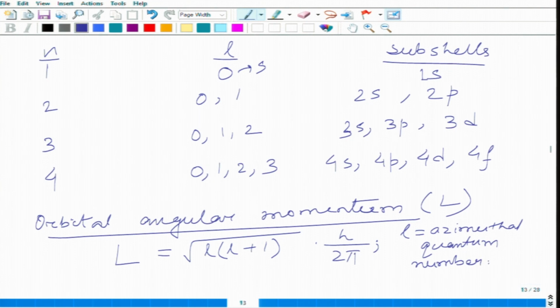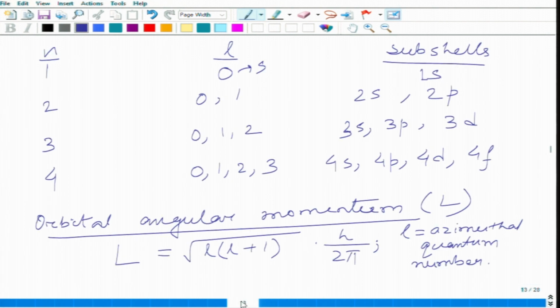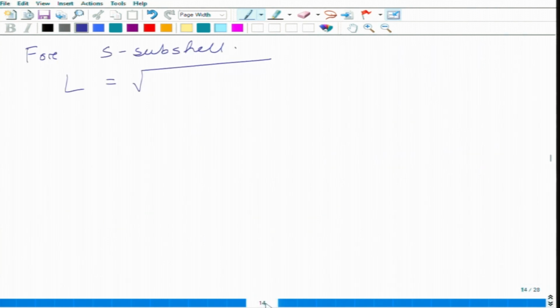Okay. So for s subshell, what will be the angular momentum? Root over L into L plus 1, right? For s, L equal to 0. Therefore 0 into 0 plus 1 into h by 2 pi. So this comes as 0.